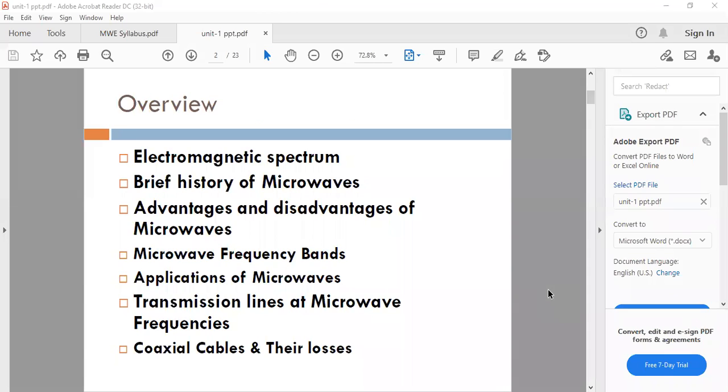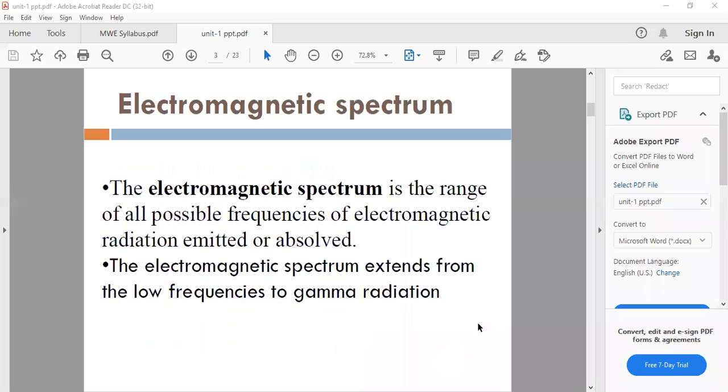So now this is our first unit. Electromagnetic spectrum, history of microwaves, advantage and disadvantage of microwaves. Microwave frequency bands, applications of microwaves. Transmission lines at microwave frequency. Coaxial cables and their losses.